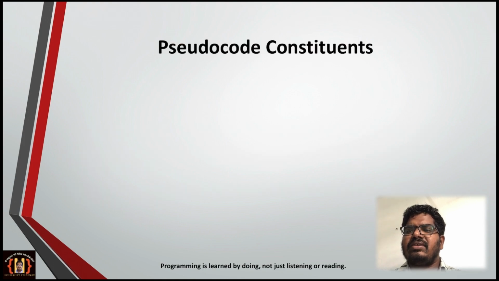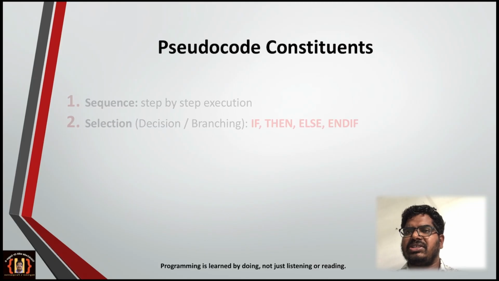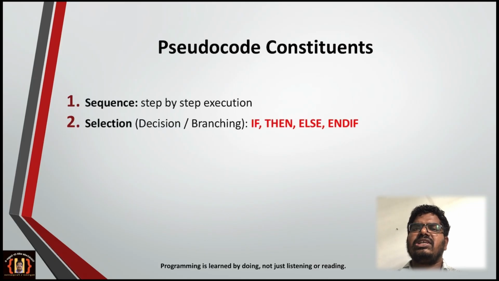As I said, for any algorithm we have constructs. Similar to that, pseudocode also has the same constructs, with similar representations. So sequence is simply a step-by-step procedure. And for selection, we have if, then, else, and end if. Don't worry, I'll explain all these details as we keep solving problems. Just understand there are similar constructs for representing pseudocode.